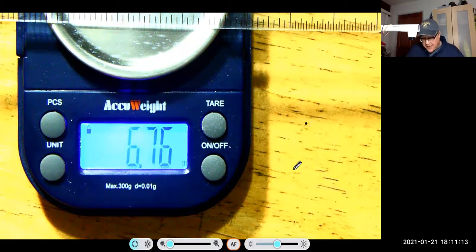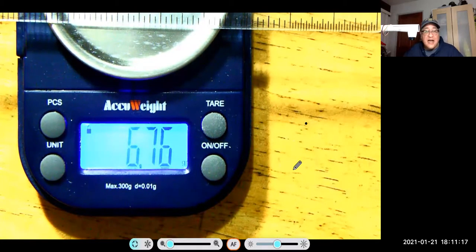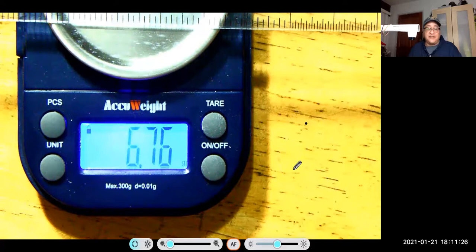But that 6 at the end is close to what it should be. It may actually be 6.75. It may be 6.77. In fact, if I had a different balance and I put the same ruler on it, it might very well read 6.78 grams.